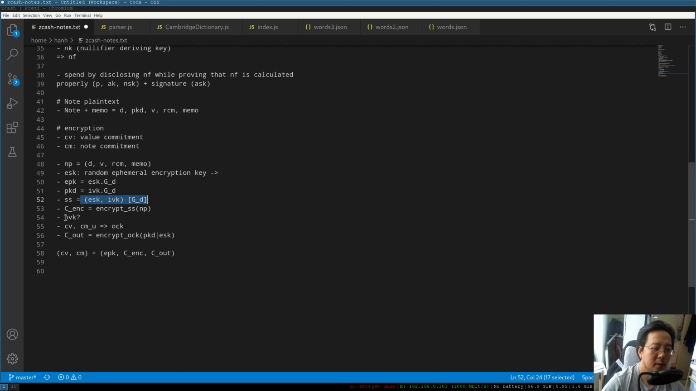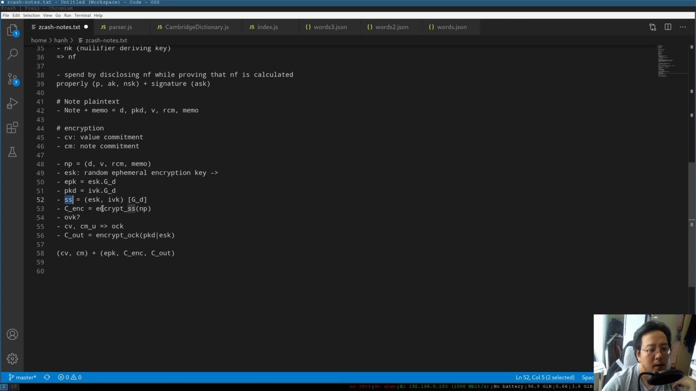So what about the OVK? OVK would also be used to derive a second encryption key, which is going to be COUT. So the first one is CENC, the other one is COUT. And with COUT, what we do is we encrypt PKD and ESK, because if you know PKD and ESK, then you do not need to have IVK to decrypt. You can also do PKD times ESK times GD, and then you will have the same secret here.